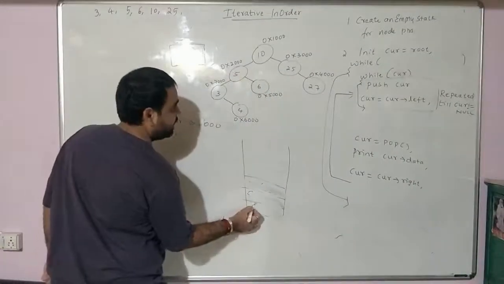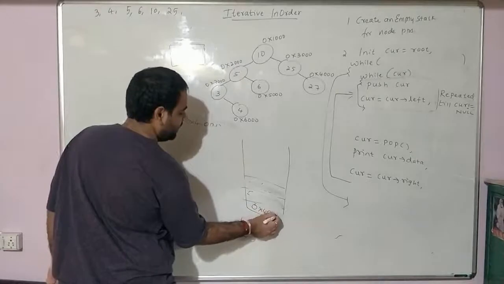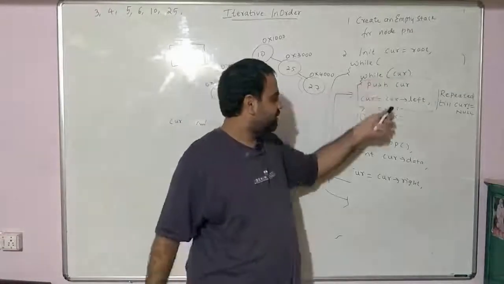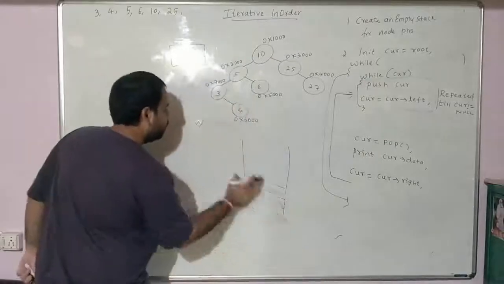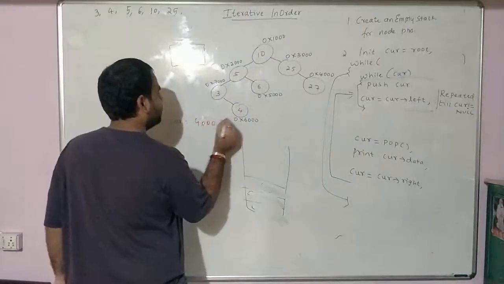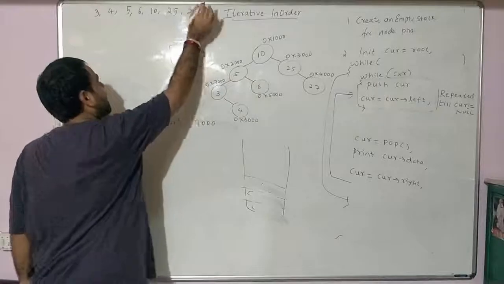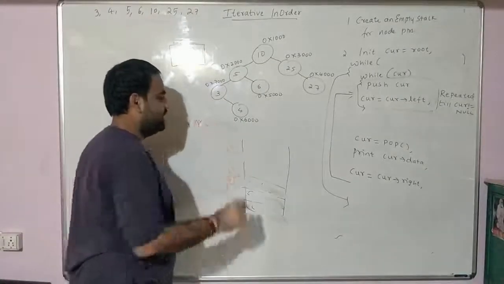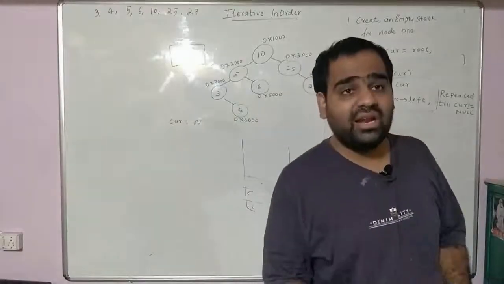What is the value of current? The value of current is 4000, and you say current equal current arrow left. It is null. Go back, null is false. You say current equal to pop. You pop 4000. You print 4000 arrow data. What is 4000 arrow data? 27, and you say current equal current arrow right. What is 4000 arrow right? Null. Now this is the point where I need to stop.